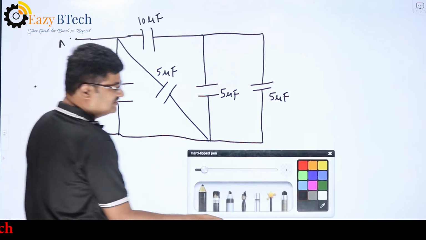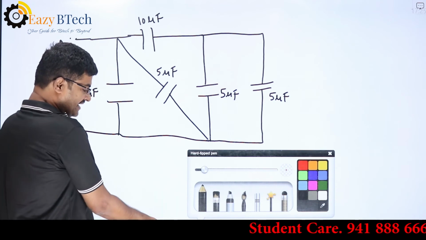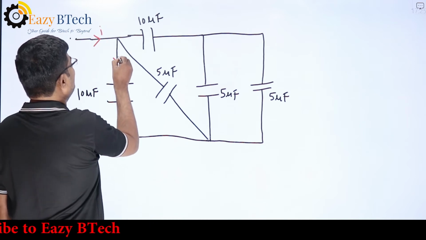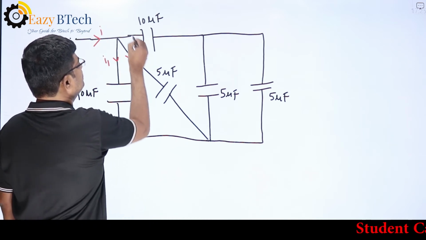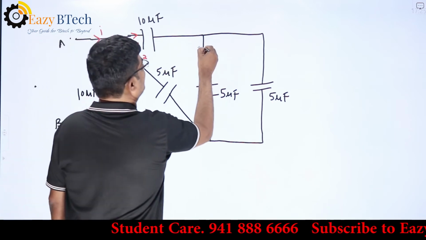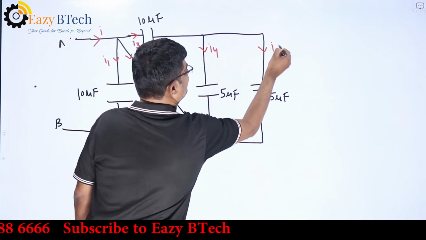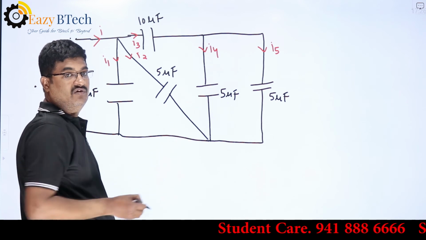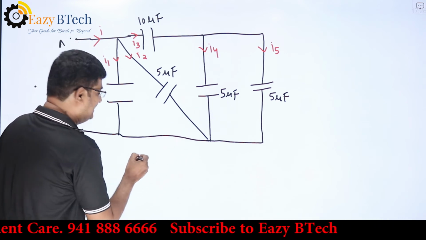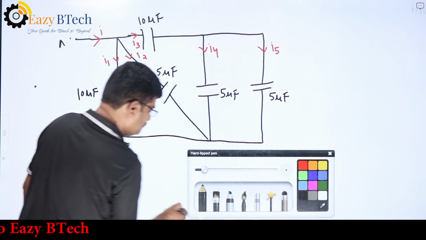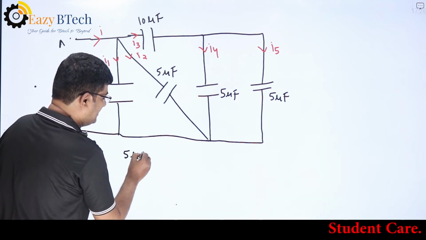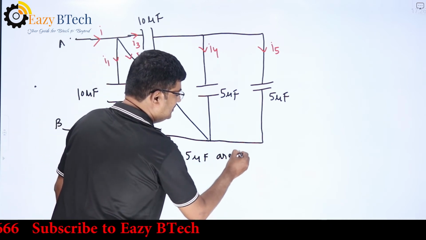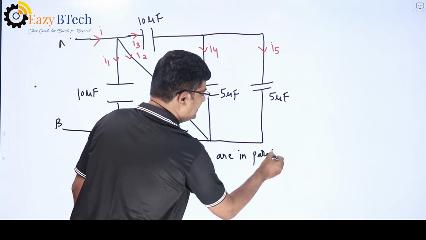So here, once again as we have done previously, to know if they are connected in series or parallel, only the current I will be knowing. So I will consider current I. This is I1, this is I2, this is I3. Here this is I4 and this is I5. In case of I4 and I5, I am having 5 microfarad and 5 microfarad. So simply I can write that 5 microfarad and 5 microfarad are in parallel.